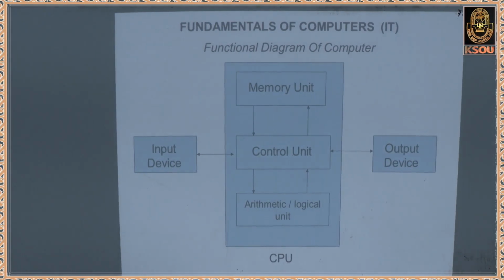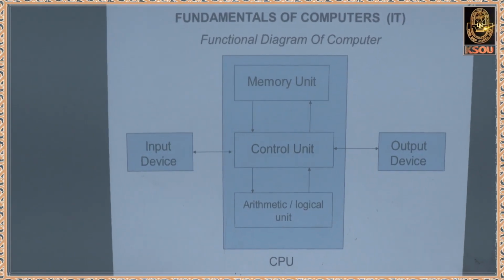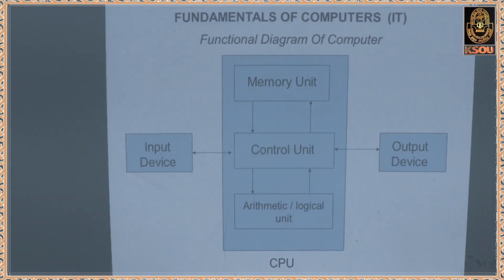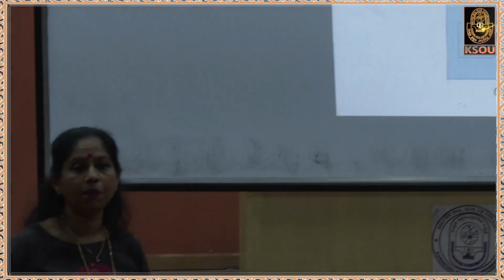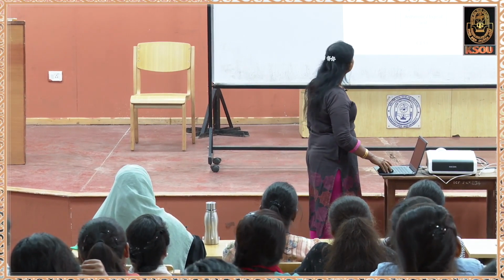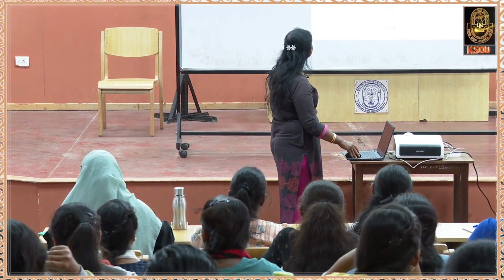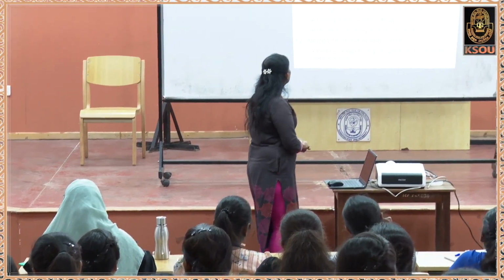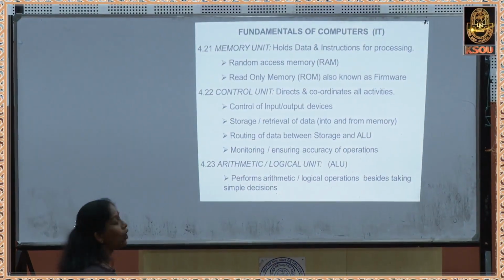Memory unit stores your data. Control unit controls all the activities inside your motherboard. Arithmetic logic unit, what does it do? It performs arithmetic operations: addition, subtraction, multiplication, division, Boolean and trigonometric functions, all mathematical functions. All this I have explained, so I am skipping this. If you have missed it, please watch my previous videos. So what does the memory unit do? It holds your data and instructions for processing.